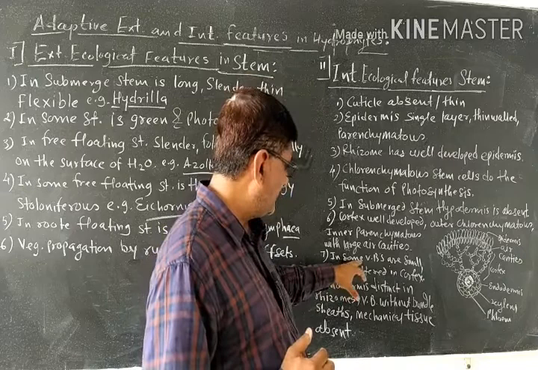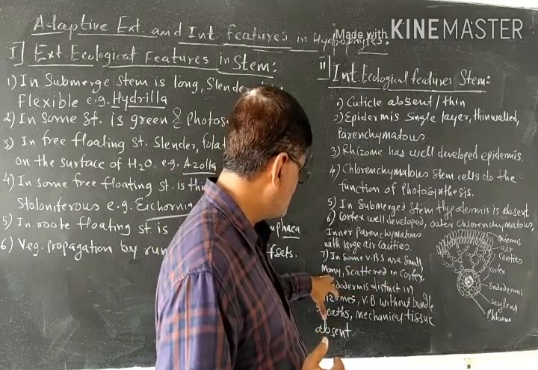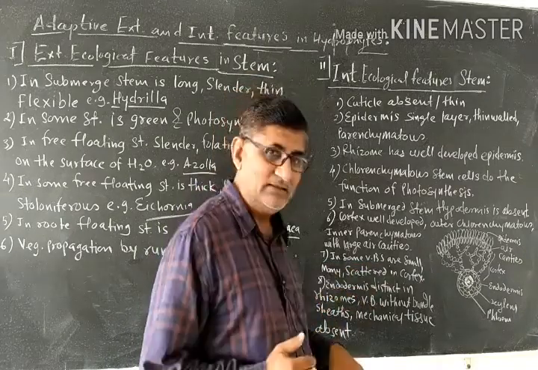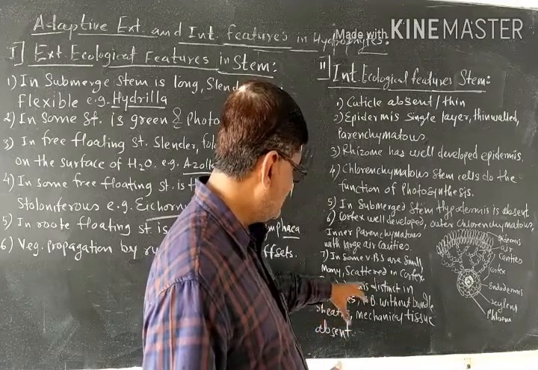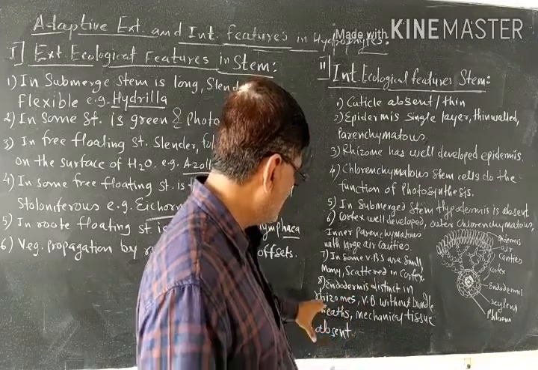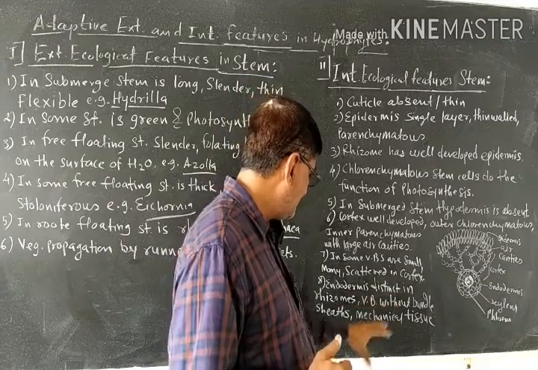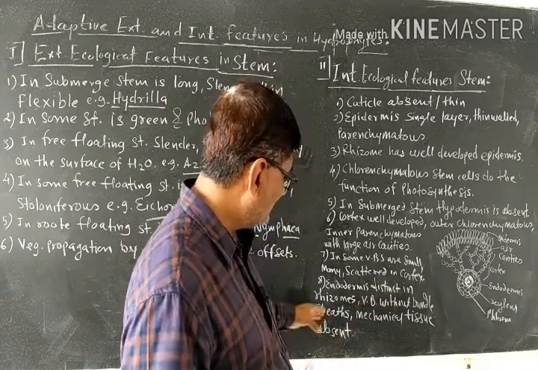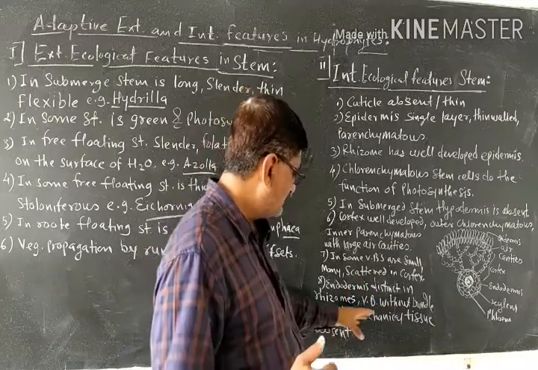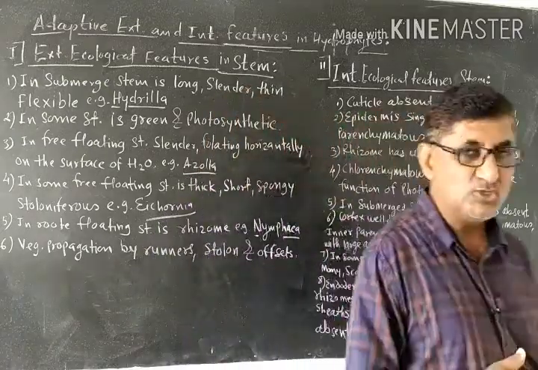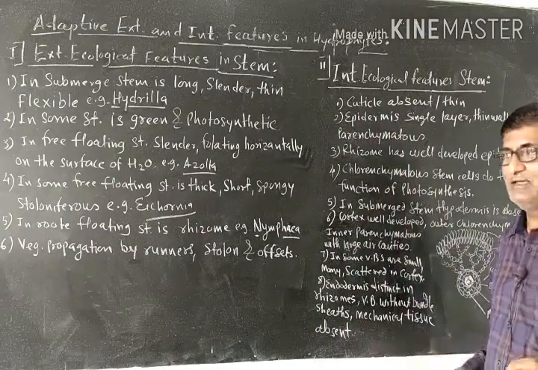In some hydrophytes, vascular bundles are small and many, and they remain scattered in the cortex. Endodermis is distinct in rhizomes. Vascular bundles are without bundle sheath, which again shows that mechanical tissues are not well developed, and overall mechanical tissues are absent in the hydrophyte stem.